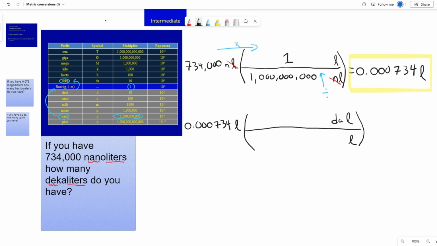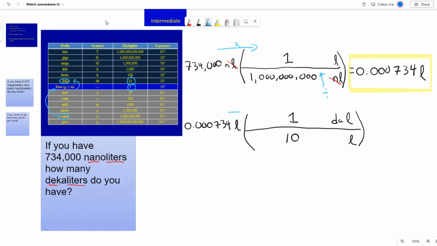Which one is the larger one? Well, if we take a look here, we see that here's the base unit, liters. Decaliters is 10 times bigger. Deca is higher up on the chart, so it's the bigger one. So since decaliters is the bigger one, we put a 1 there. How many times bigger is it? 10. So for liters, we need 10 liters for every 1 decaliter.